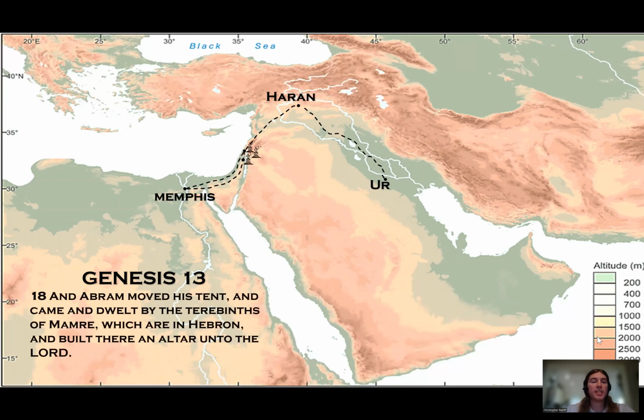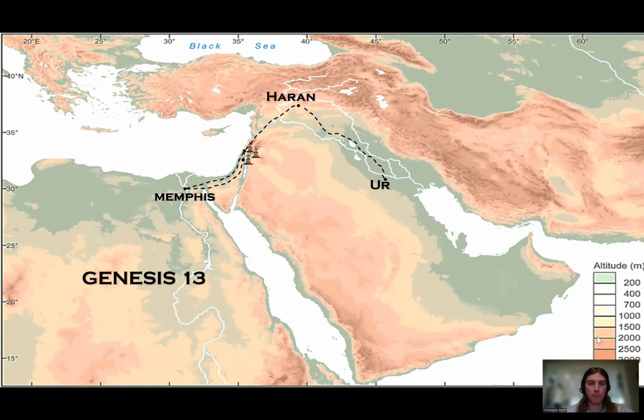And Abram moved his tent and came to dwell by the terebinths of Mamre, which are in Hebron, and built there an altar unto the Lord. And that's those trees that we just looked at in that photograph. There's a 4th altar, but we'll get to that a little later. That's the altar of mystery.